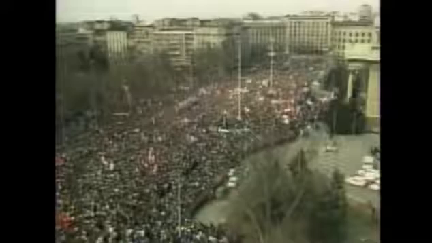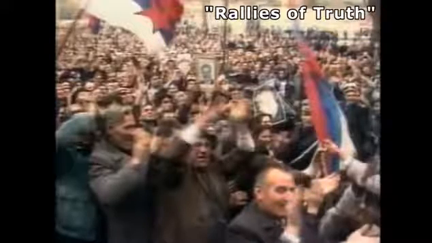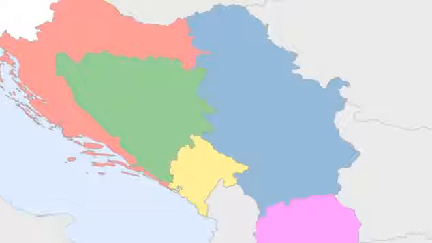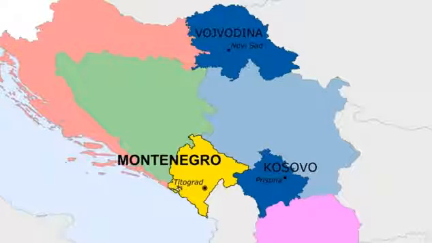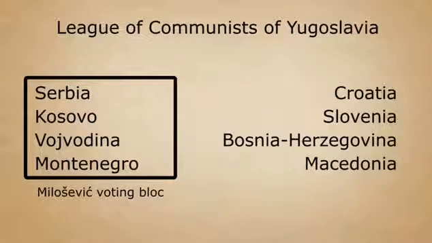Supporters of Milosevic, through large protests known as the Rallies of Truth, managed to overthrow the political leaders in Kosovo, Vojvodina and Montenegro, which were replaced by allies of Milosevic. Serbia had effectively created a voting bloc, having 4 of the 8 votes. The other Yugoslav republics, especially Slovenia, openly criticised these actions.